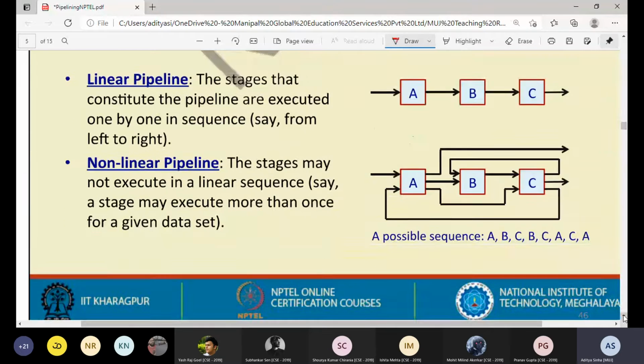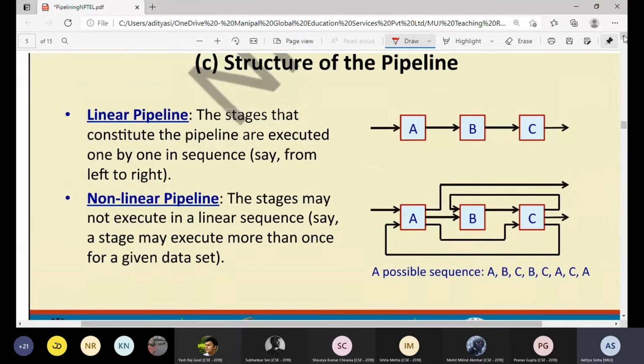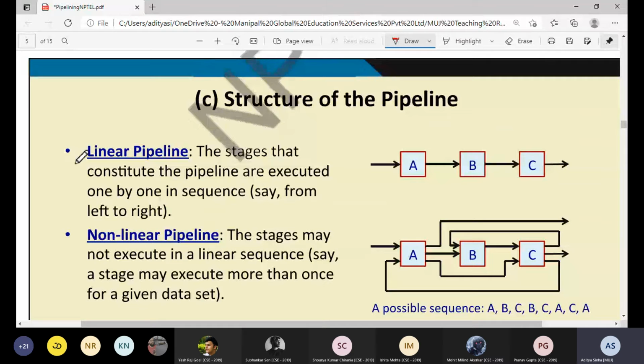Then we have seen the structure of the pipeline. There are two structures of the pipeline, that is linear pipeline and non-linear pipeline. In linear pipeline, there is only the principle of feed forward, and there is no principle of feedback. In non-linear pipeline, there is feedback as well as feed forward. What was feedback? Is this diagram having feedback?